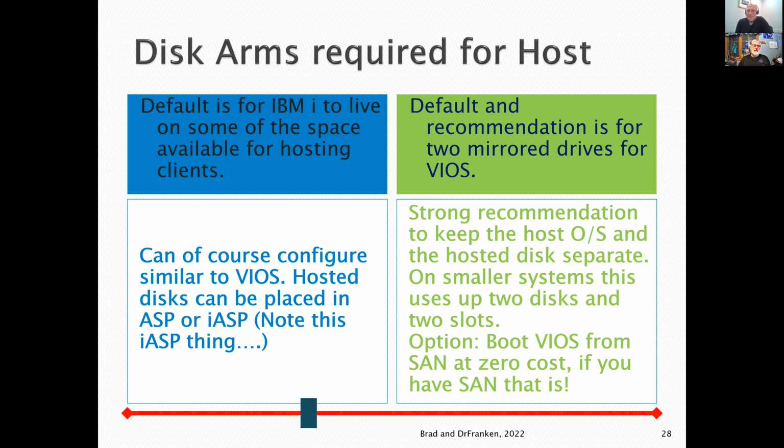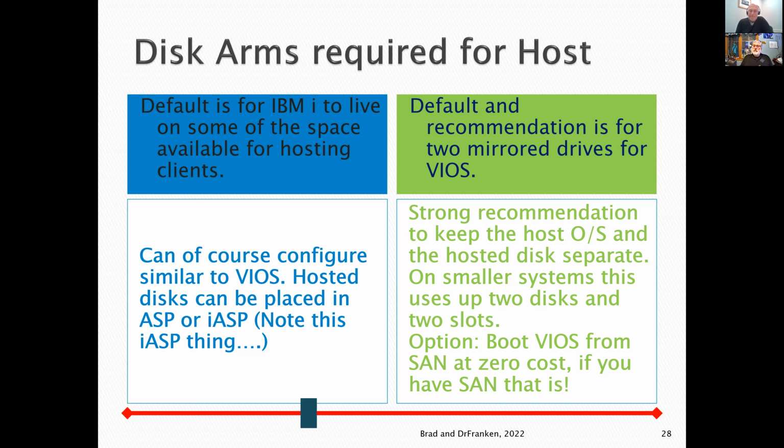But yeah. So let's look at disk arms required for our host, because it's got to live somewhere. And for those of you who want to pick nits, as we say over here in the colonies, disk arms or SSDs or NVMEs or whatever, all the same, just different velocities, if you will. The default, of course, is for IBM i to live on some of the space that you're using for hosting. So if you have a big pool of say 18 drives in the front of your machine, whether they're spinning disk or SSDs, it doesn't matter, IBM i by default spreads itself over all of those disks. And so it's just going to use a little bit of that space, a little more on the load source, yes, but otherwise a little bit.